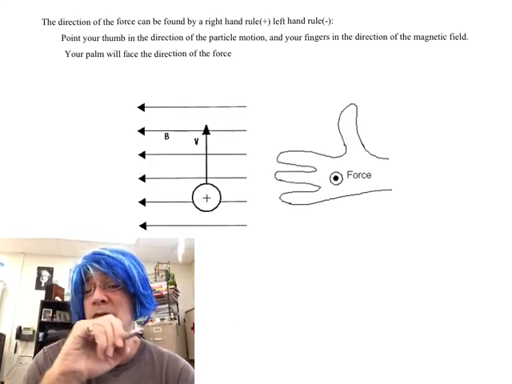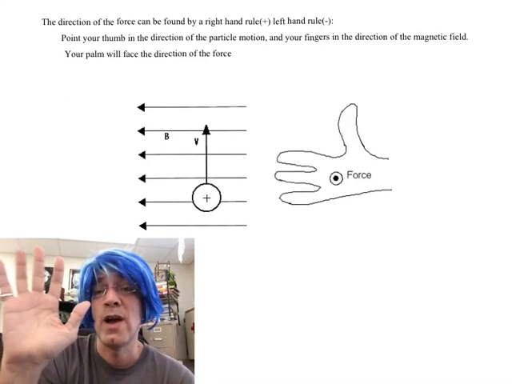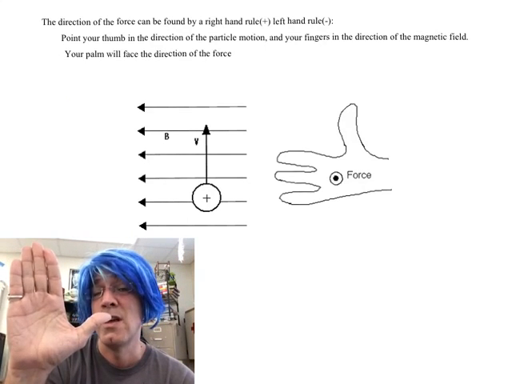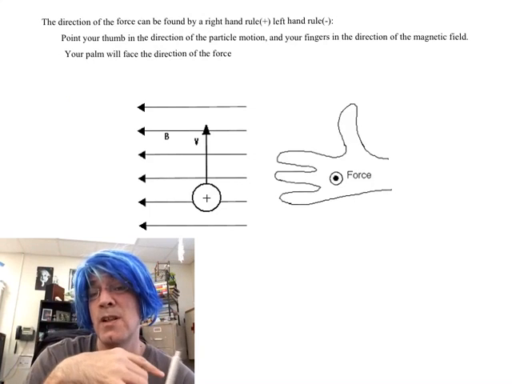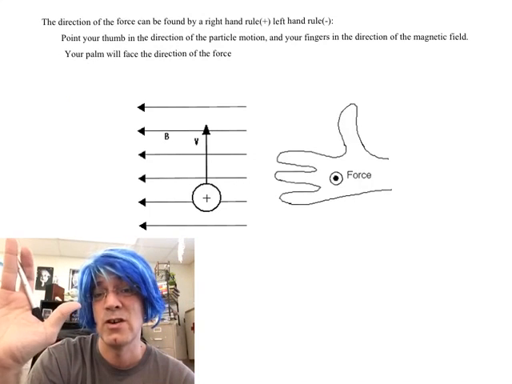So because force is a vector, we need to have a direction for it. And we're going to use the right-hand rule again. We're going to use our right hand for all conventional current. We're going to try to use the right hand as much as possible, just because if you try to use both all the time, it gets a little confusing. And since AP uses conventional current, we use the right hand.